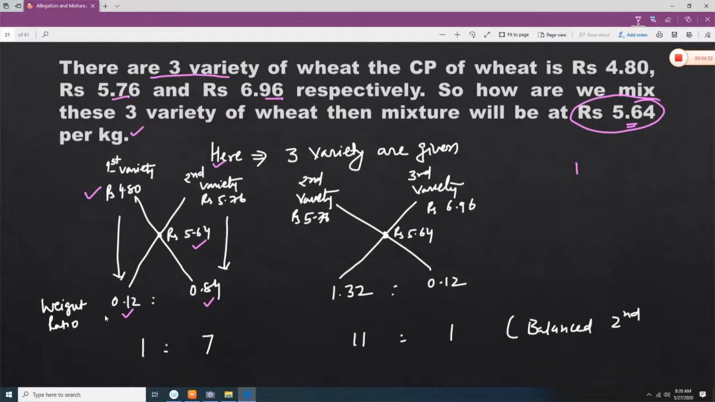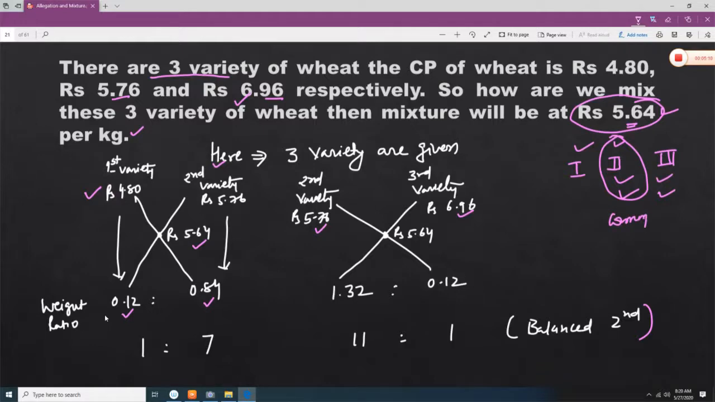We already took the first and second, and now we are going to take the second and third. So the second variety is 5.76 and the third variety is 6.96, and the mixture we are selling at 5.64. So the ratio is going to be 1.32 and 0.12. Now this is 1:7, this is 11:1. Now out of this, 1, 2, 2, 3, so 2 is coming twice, or you can say it is common.